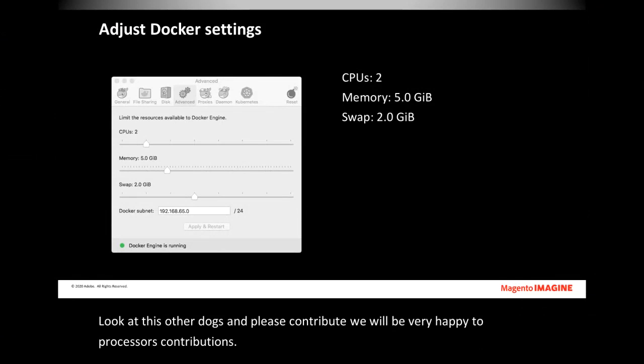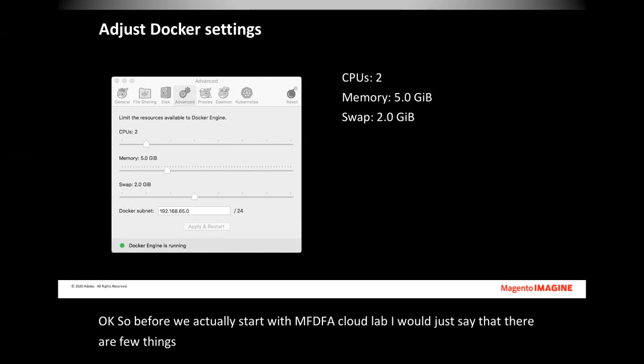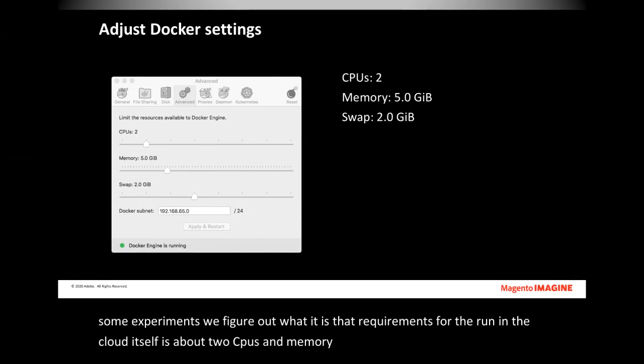Okay, so before we actually start with MFTF Cloud Lab, I will just say that there are a few things that you will need to perform to have a smooth experience. By some experiments, we figured out that the requirements to run Magento and the Cloud Docker itself are about 2 CPUs and at least 5 gigabytes of memory.